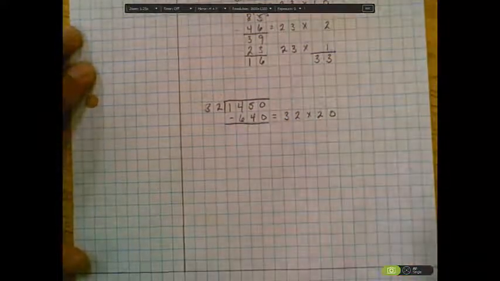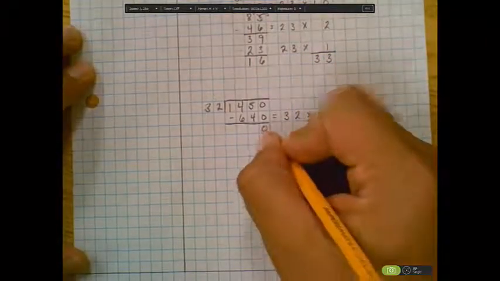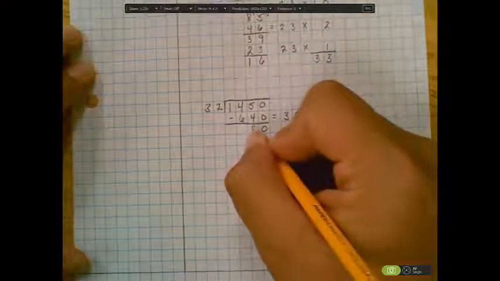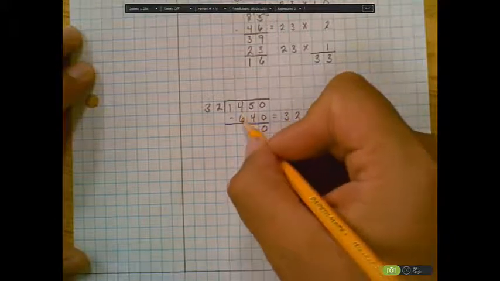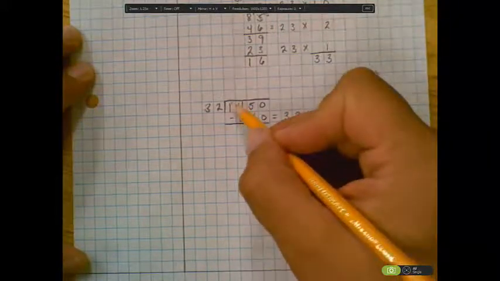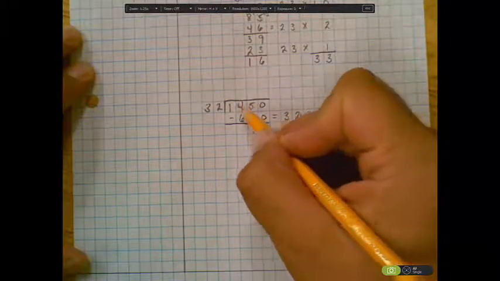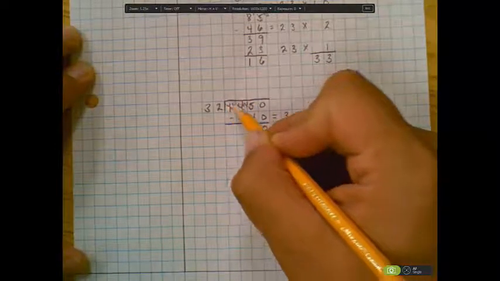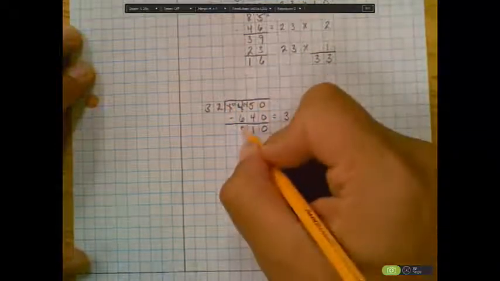And so we're going to subtract that. So 0 minus 0 is 0. 5 minus 4 is 1. 4 minus 6 we can't do, so we borrow. Becomes 14. And 14 minus 6 is 8.